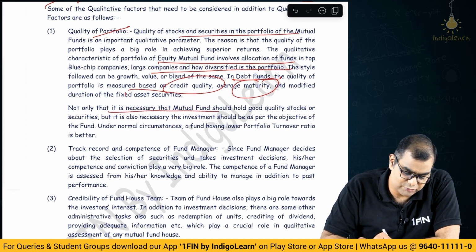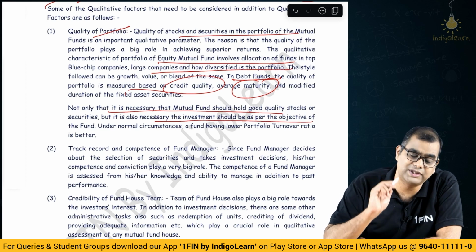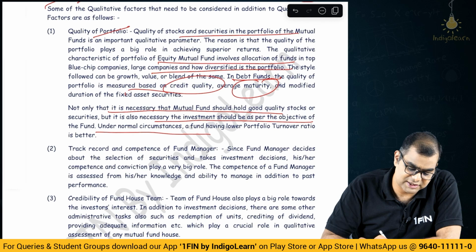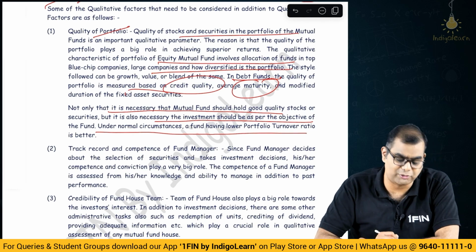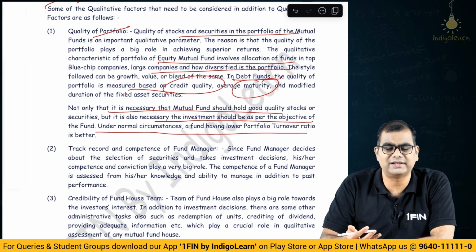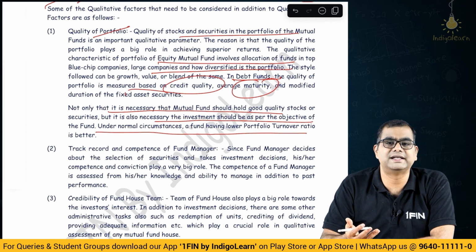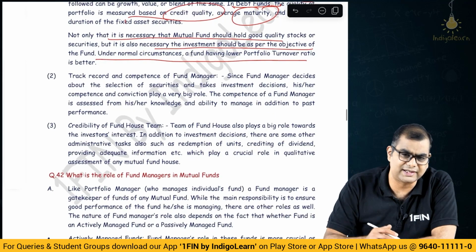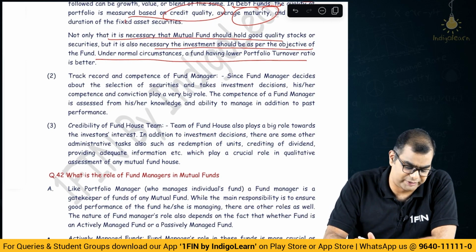It is not only necessary that mutual funds should hold good quality stocks, but it's also necessary that the investment should be as per the objectives of the fund. Under normal circumstances, a fund having a lower portfolio turnover ratio is better. That is, a fund that is constantly buying and selling is typically not treated as a good fund. It is basically a poor way of doing business.